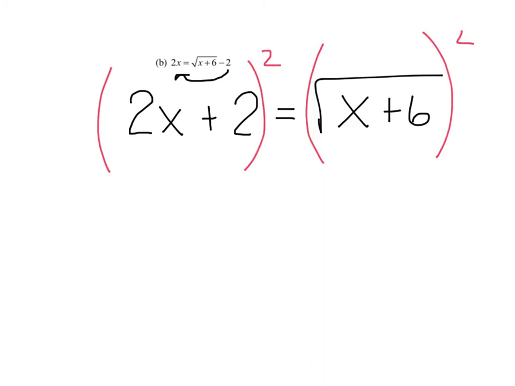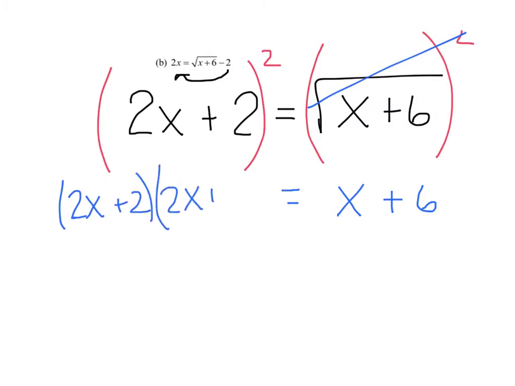Okay? And hopefully you can see why this gets uglier. This side squared means I have to write it, you guessed it, twice. 2x plus 2 times 2x plus 2. Alright, at this point I suggest you pause it, try it on your own, and see if we get the same answer.